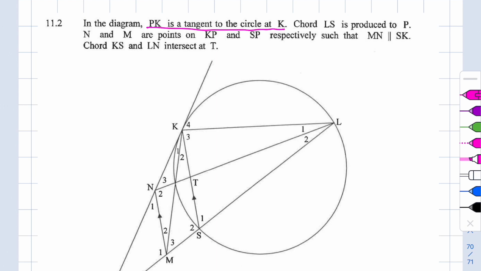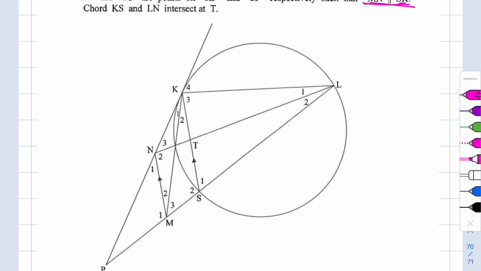Remember, tangent, to look for tan chord, tan perpendicular to radius, tangents from the same point. And we're told that chord LSA is produced to P. N and M are points on KP and SP respectively, such that MN, which is this, is parallel to SK. So we have parallel lines here. So therefore we look for alternating angles, co-interior angles, and corresponding angles. So let's label the diagram.